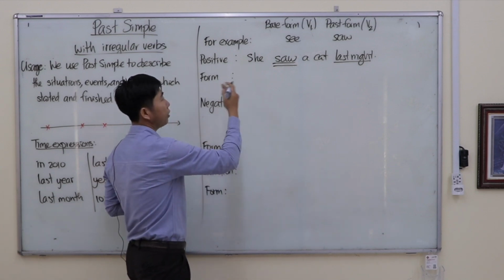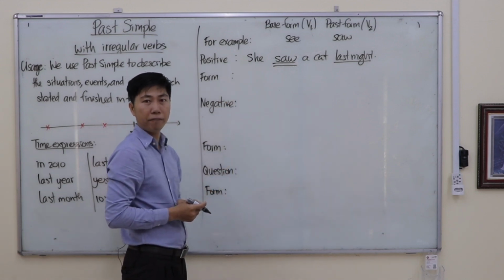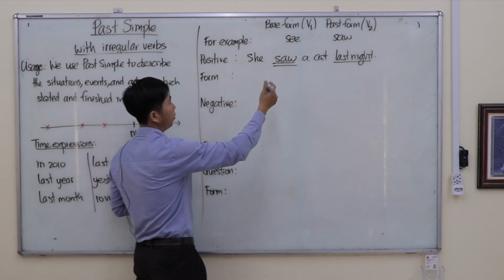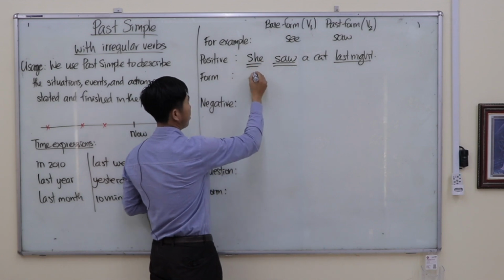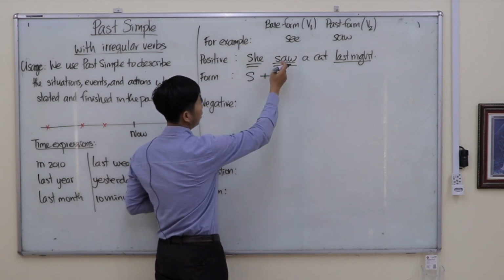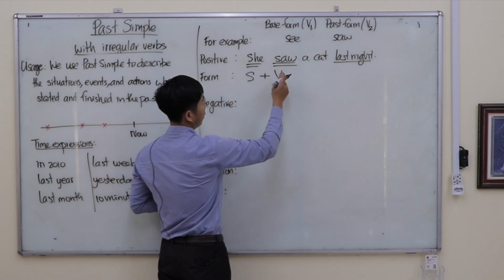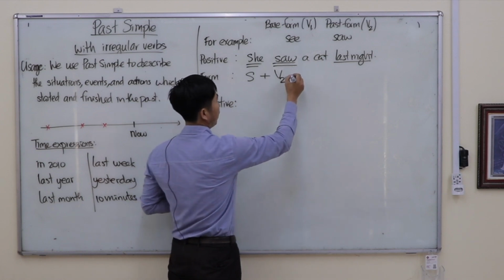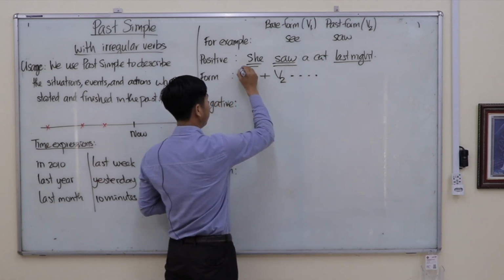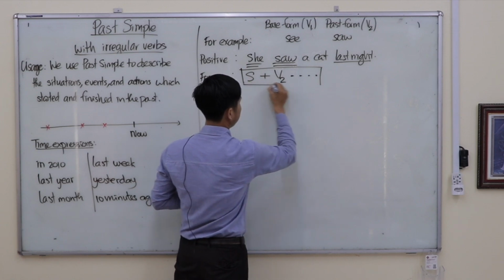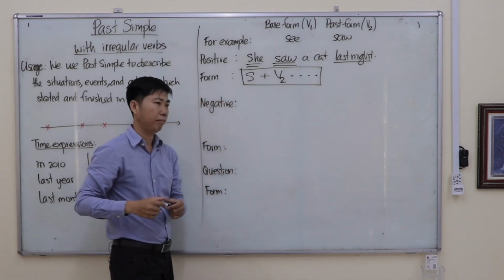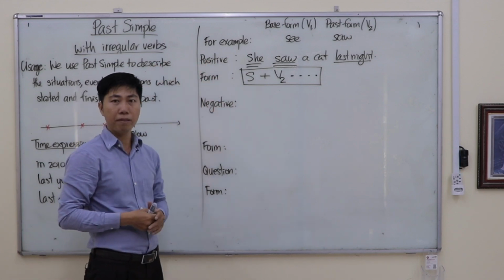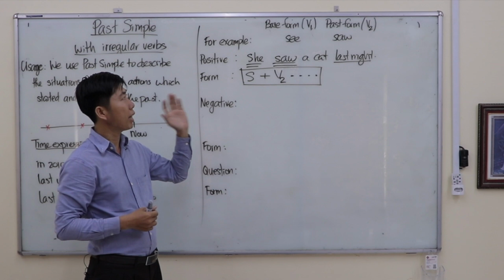So, how can you form the positive sentence with past simple? You can say subject, and then saw is the verb. Saw is the past of see. So we write subject, verb, and then the rest of the sentence. Okay, good. Now we can see the example of the positive sentence in past simple.